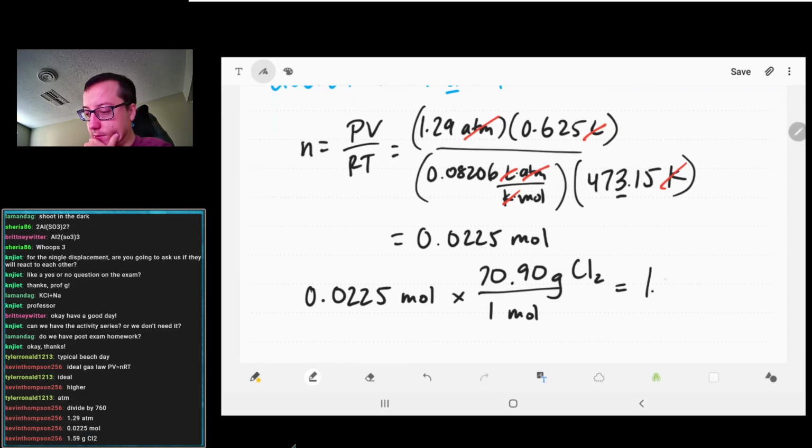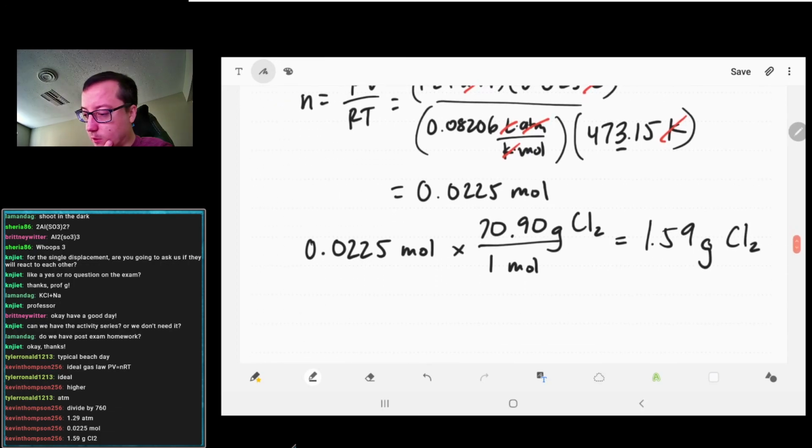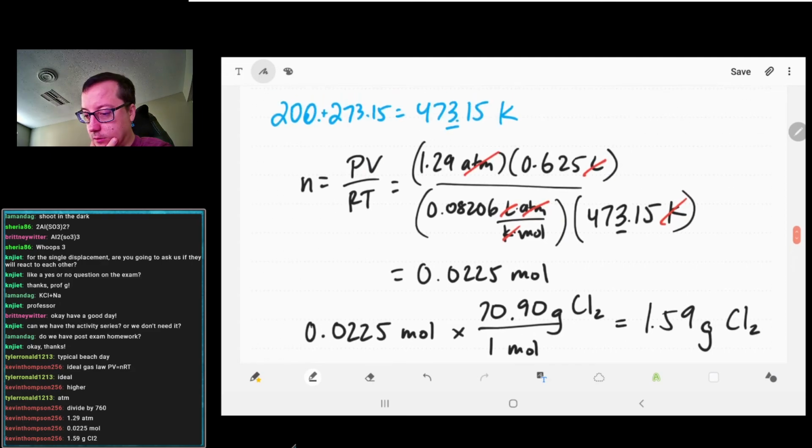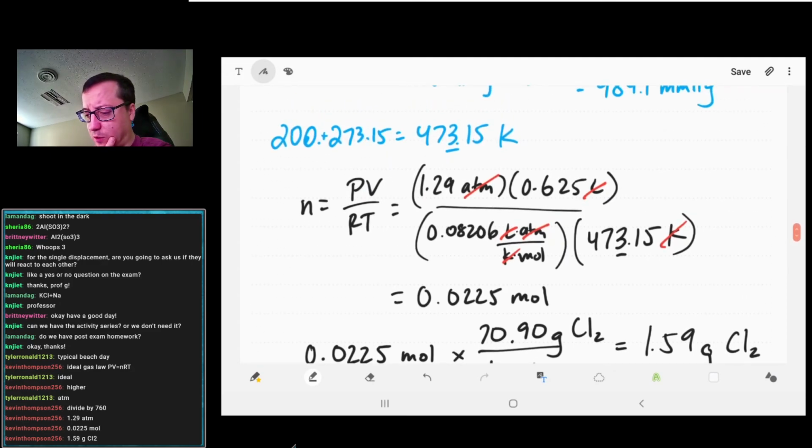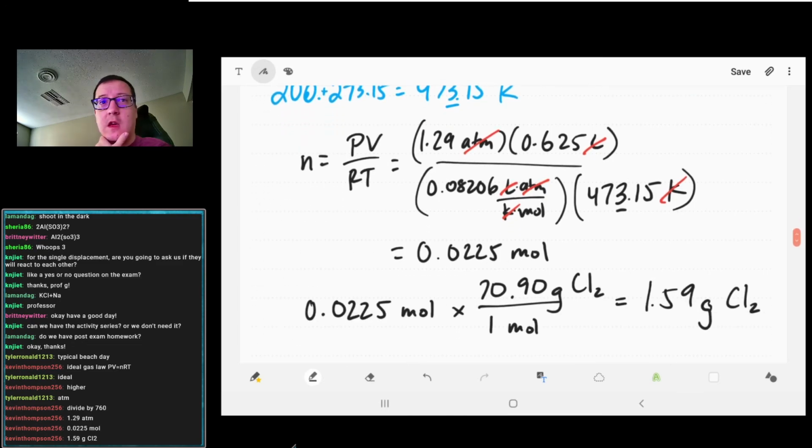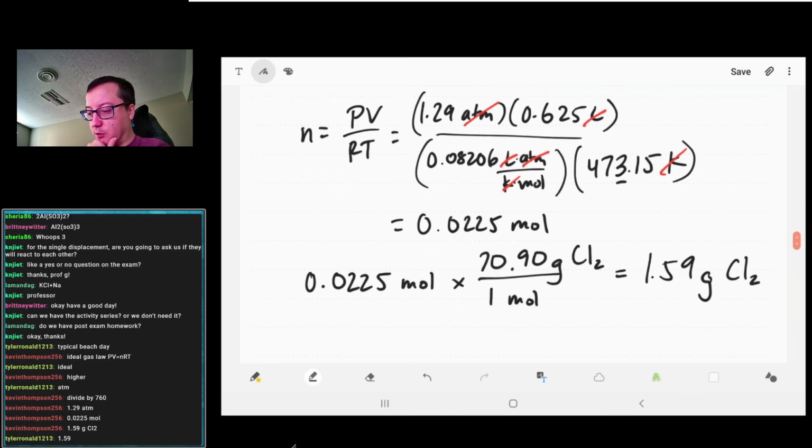Very nice. Sig figs look okay. I think we should have had one more for our atmospheres, but that's okay. Who cares? But yeah, 3 sig figs. We're good, and there's our answer. So we have gone to the beach with our 1.59 grams of chlorine gas in our mercury-filled tube, and then we've heated it up to 200 degrees and watched the pressure of the gas push down on the mercury. There we go. So, exciting.